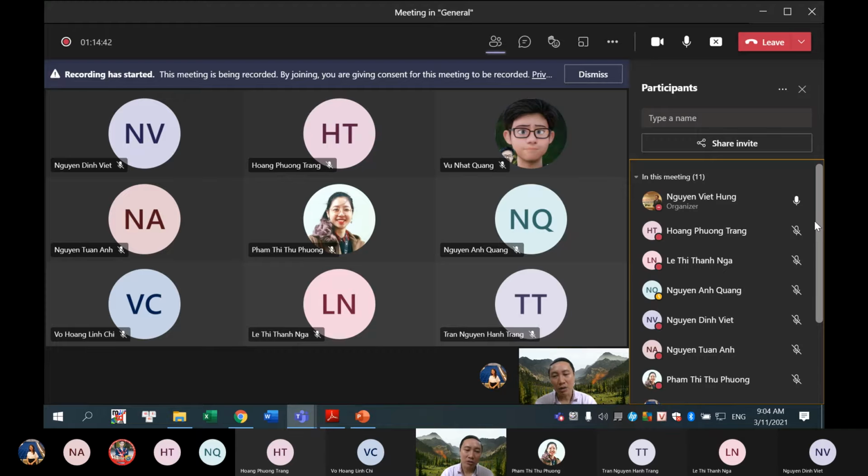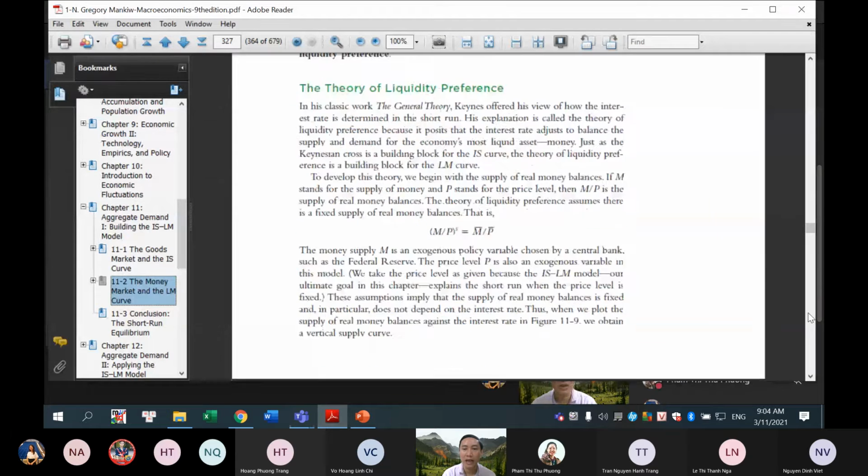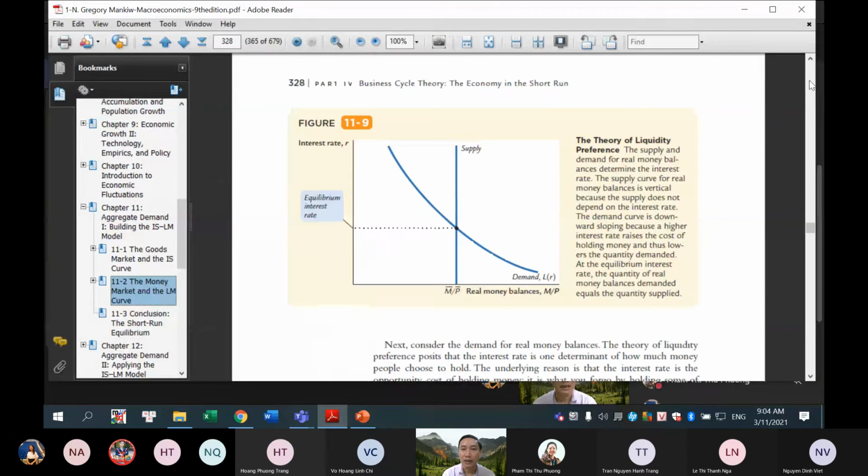So that is the reason why in the money market equilibrium we will analyze on this scale the interest rate on the vertical axis and the quantity of money on the horizontal axis. And here if we assume that the central bank completely determines the money supply, therefore the money supply curve will be vertical like this.